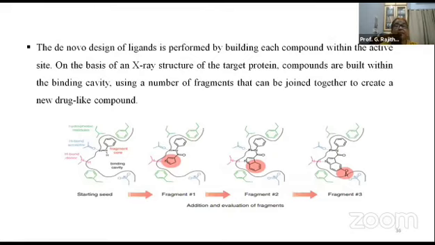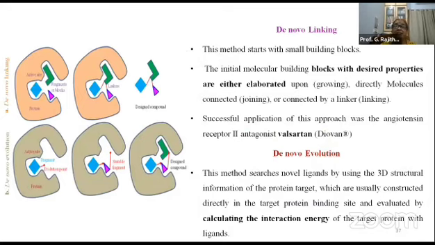Within the active site, on the basis of the X-ray structure of the target protein, compounds are built within the binding cavity using a number of fragments. So joining the fragments, fragment linking, ligand linking, ligand building, all this is done. De novo linking: here also, after placing the chemical entities in the binding cavities, the fragments are linked with the red color link. Then you will get the finally designed compound.